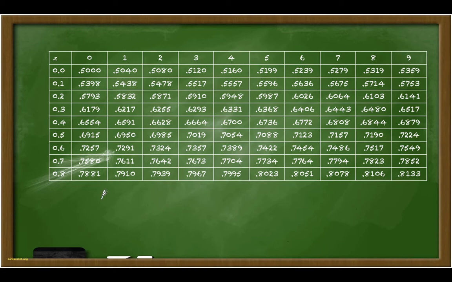Suppose you want to find out the probability in intervals, that is, the probability that z will be between 0.25 and 0.78.